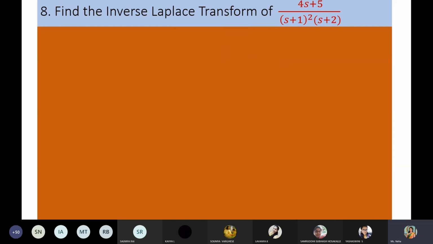The last problem of the day, and then we'll finish it off. How do we solve this? First you have to look at the denominator, then look at the numerator. Denominator, how many factors are there? Total, how many factors are there?